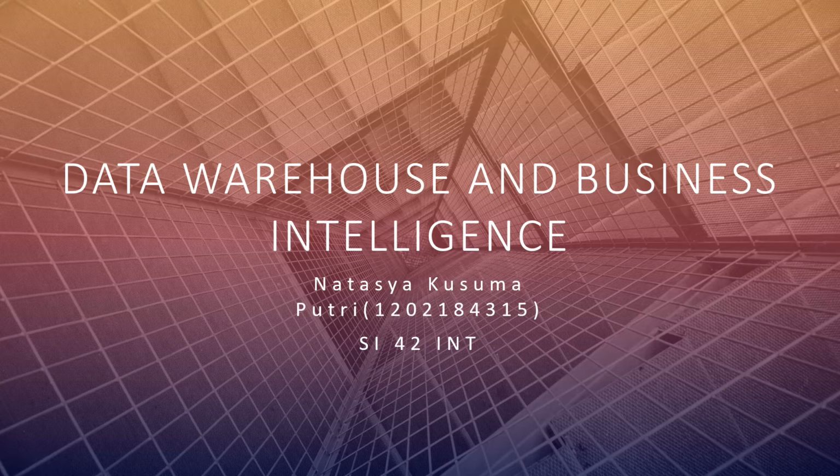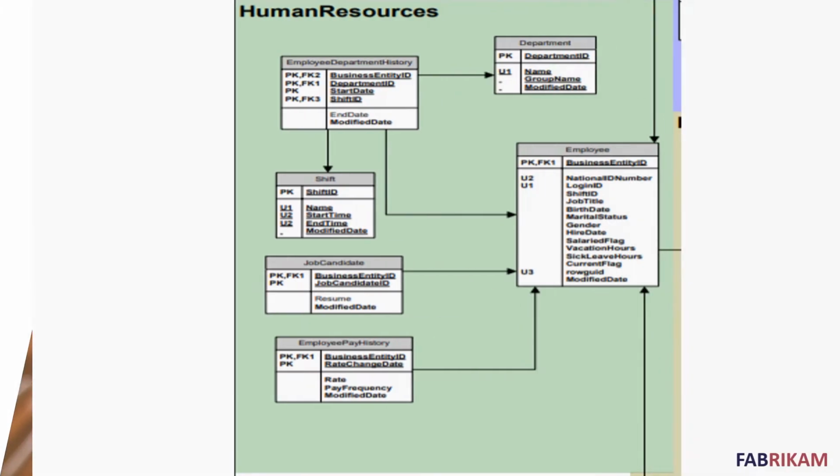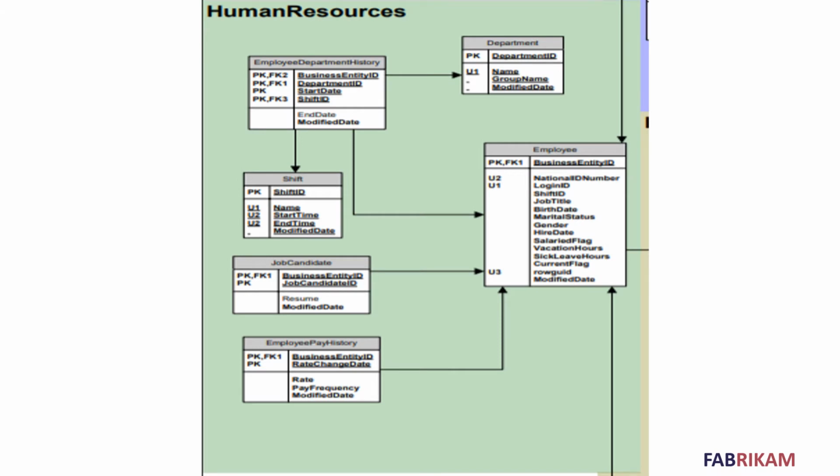Here I want to explain about the OTP scam from a human resource schema. This is the schema of human resource. There are 6 classes in here. First is employee department history. Second is SIF. Third, job candidate. Fourth, employee pay history. Fifth, department, and then the last one is employee.